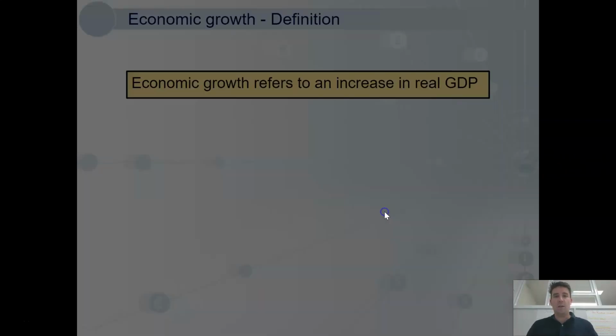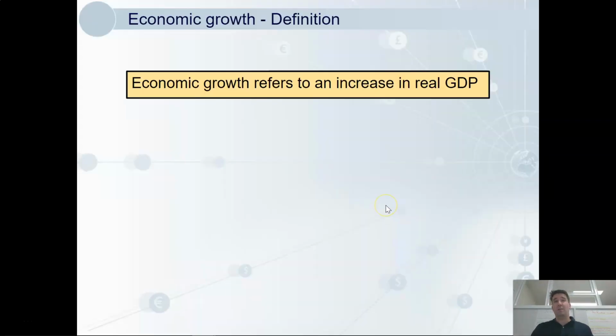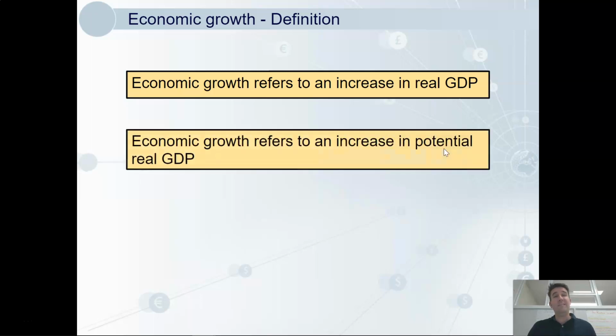So firstly, a definition, and this is a nice simple one. Economic growth is an increase in real GDP. However, there's also an alternative definition out there where we see economic growth as an increase in potential GDP. This distinction between actual output and potential output is an important one for us to note, and we'll see the difference between them when we draw our diagrams.